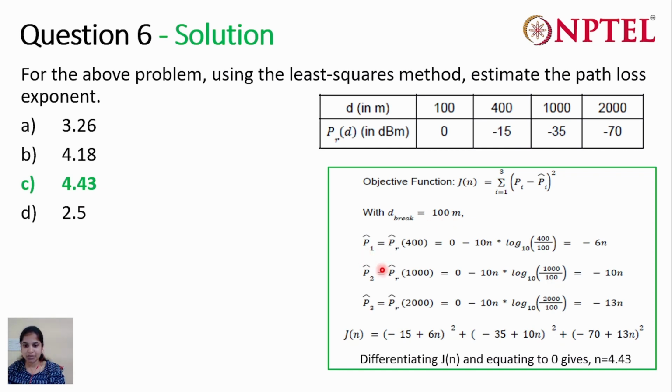So the estimated powers for the different Pi's, we'll have to find that. For the first one, we already found it to be minus 6n, Pi cap. For the second, it is minus 10n. For the third, it is minus 13n. Then we try to write J of n. After finding J of n, we need to find that n that minimizes the cost function. So we have to differentiate J of n with respect to n and equate it to 0 to get n. So n is 4.43 for us.